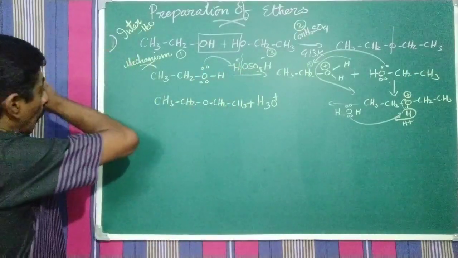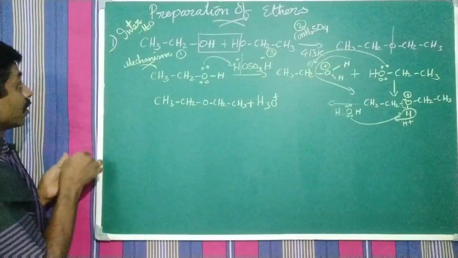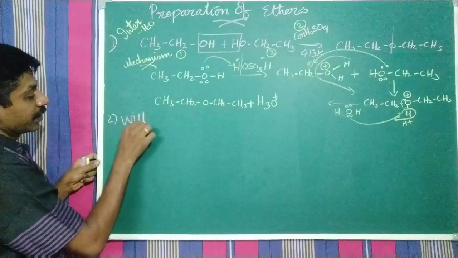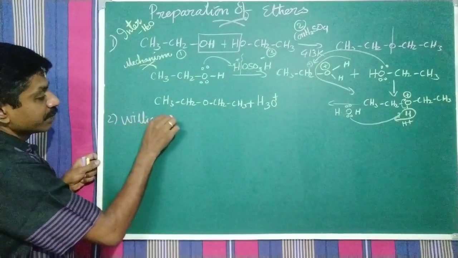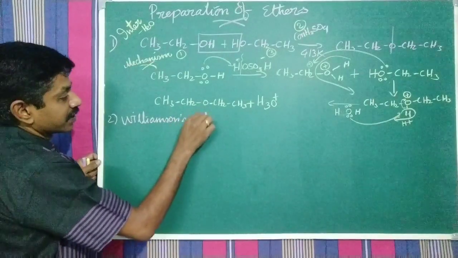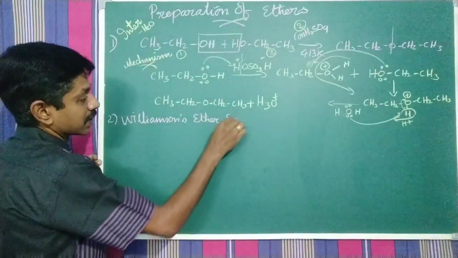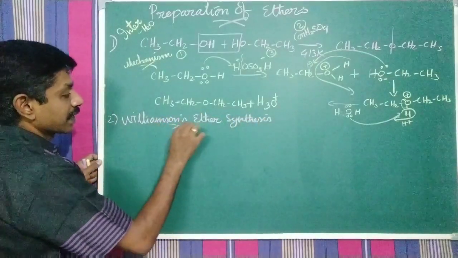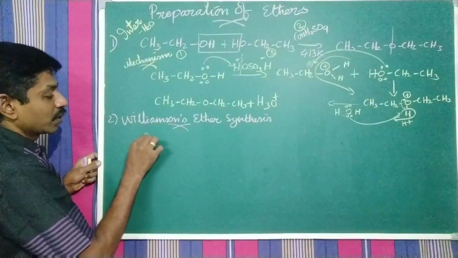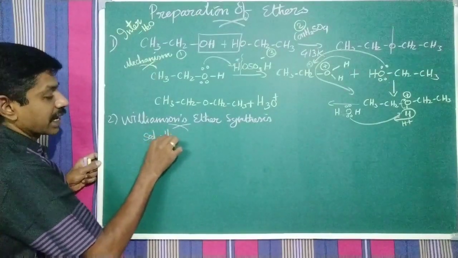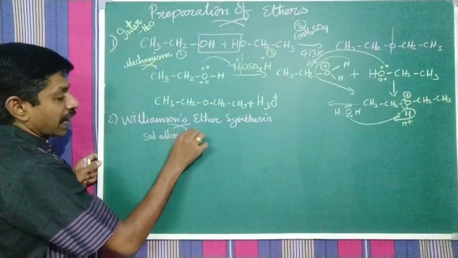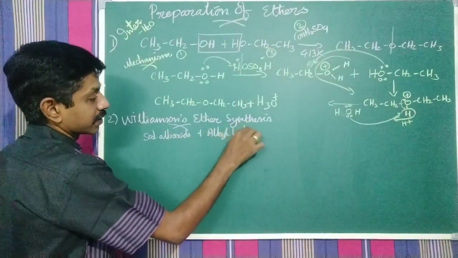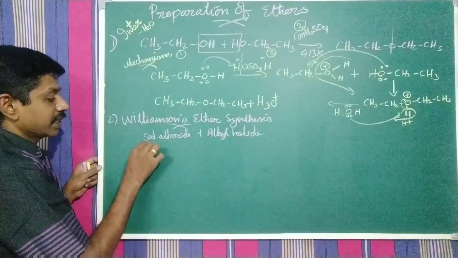And if you are going for the next method, we can prepare ethers by a very famous method, Williamson's ether synthesis. So in this method, the usual reactants are going to be sodium alkoxide and alkyl halide. These 2 things will react. Let us take an example.